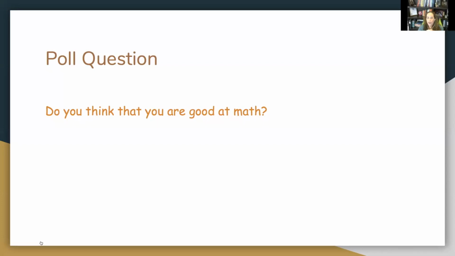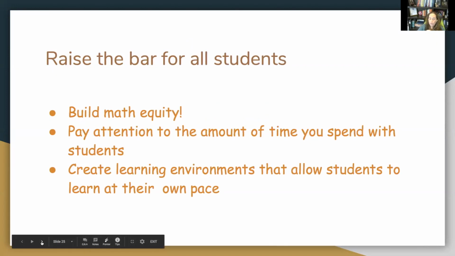All right, so I am going to pause it right now. And the majority says that you're good at math, which actually I find fantastic. And I'm glad to hear that, because I will have you know that the majority of students say that they are not good at math. The majority of adults say that they are not good at math, okay? And that percentage even goes higher if you are a woman, okay?